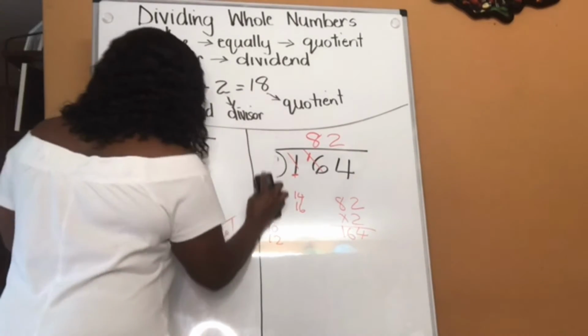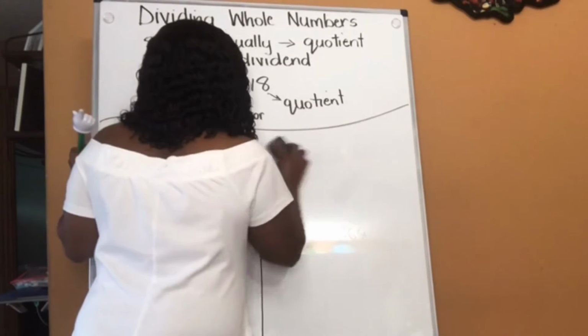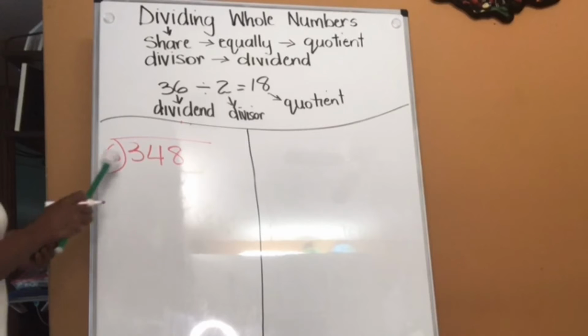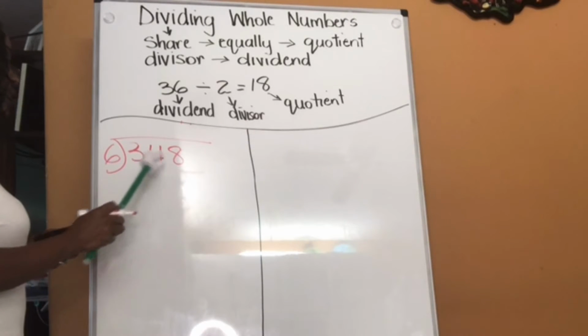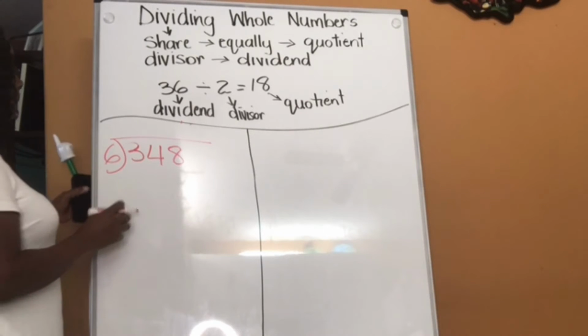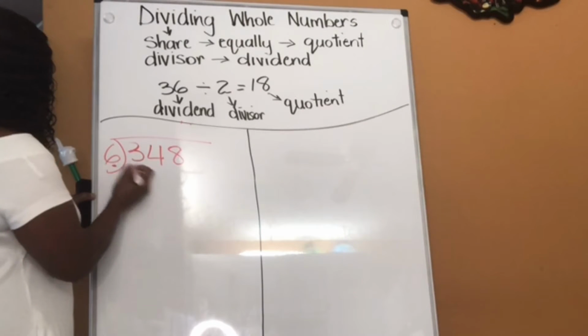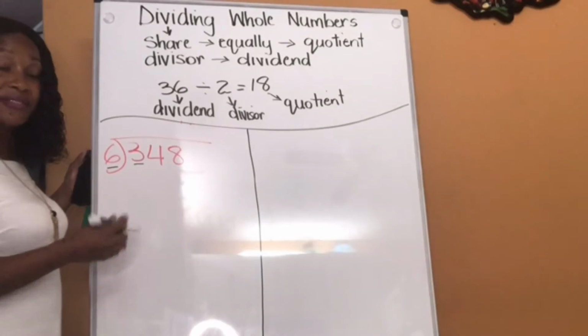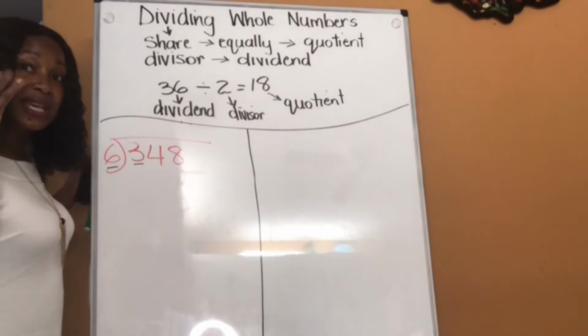However, it's not always this easy. So let us look at another one that can be a little more tricky. So 348, and we're dividing by 6. Now, how many sets of 6 can you get from 3? We cannot. If I have 3, I cannot take out sets of 6.